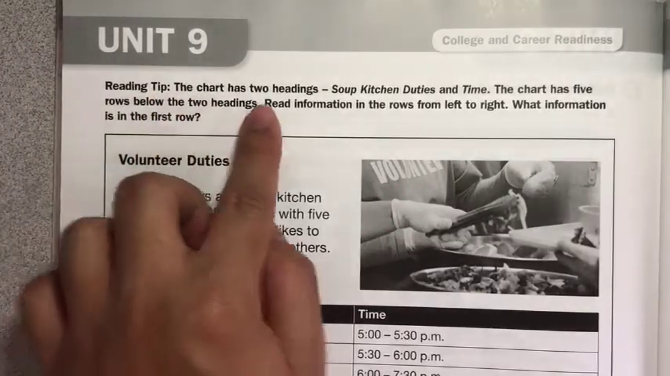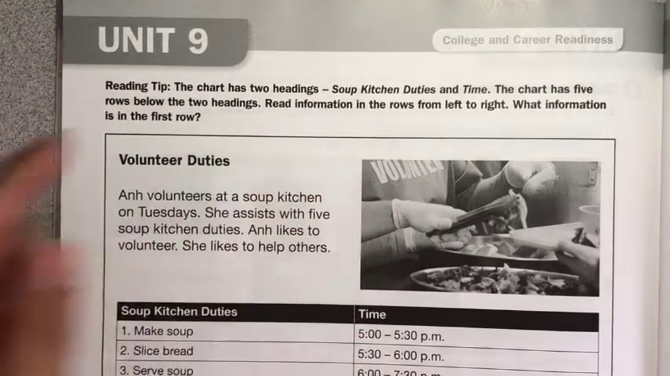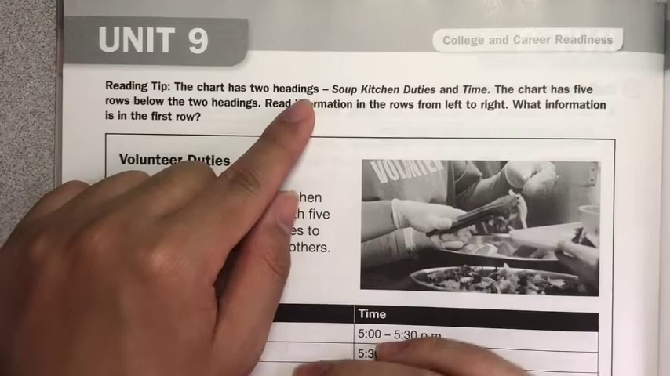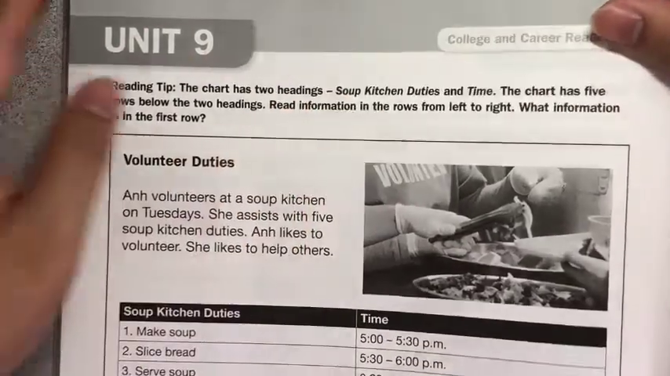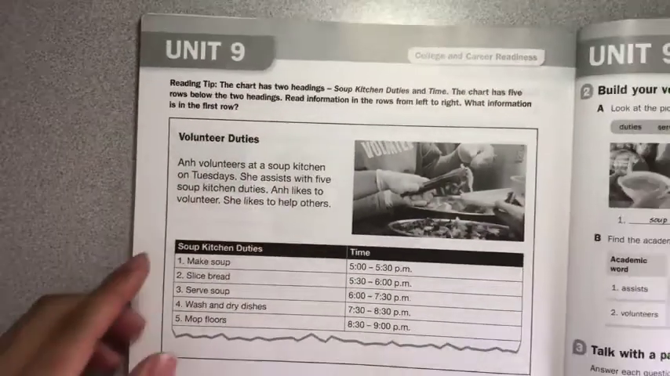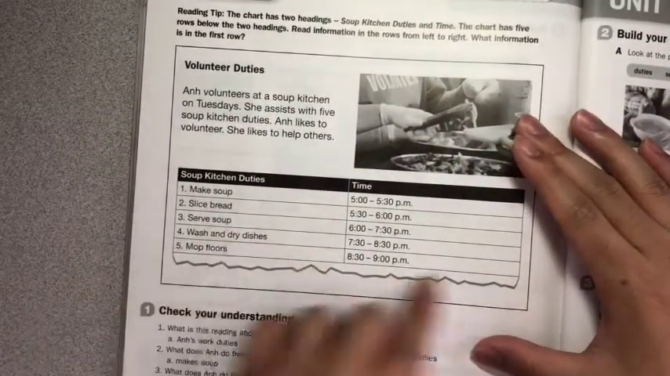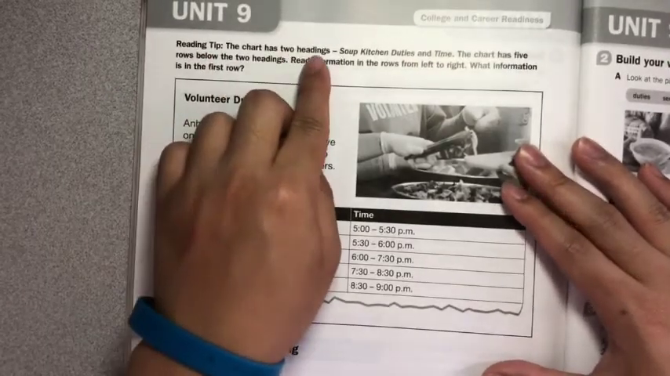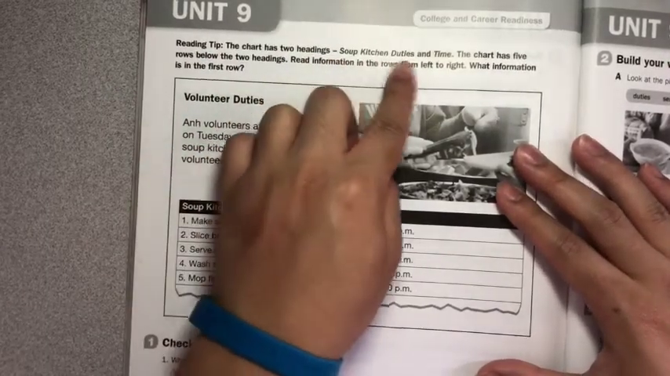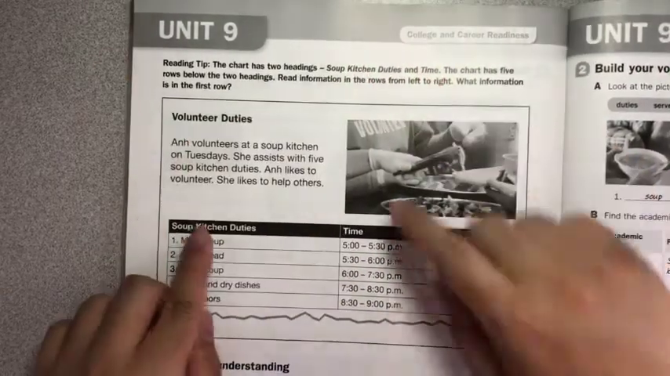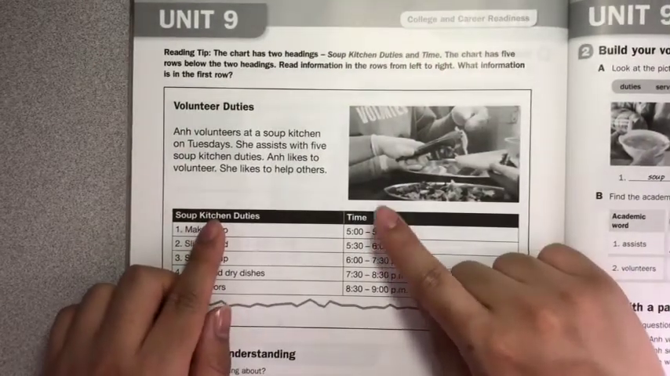Reading tip. The chart has two headings. Okay? Headings are titles. They're things at the top. So let's look at the chart. This is the chart here. And the reading tip says the chart has two headings, soup kitchen duties and time. So these are the two headings, soup kitchen duties and time.